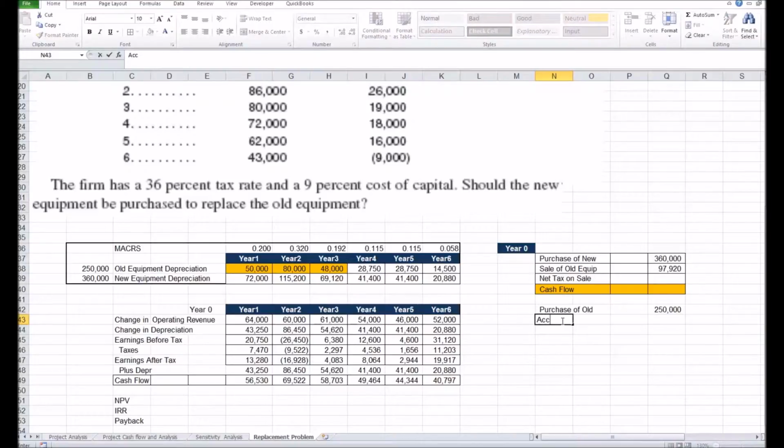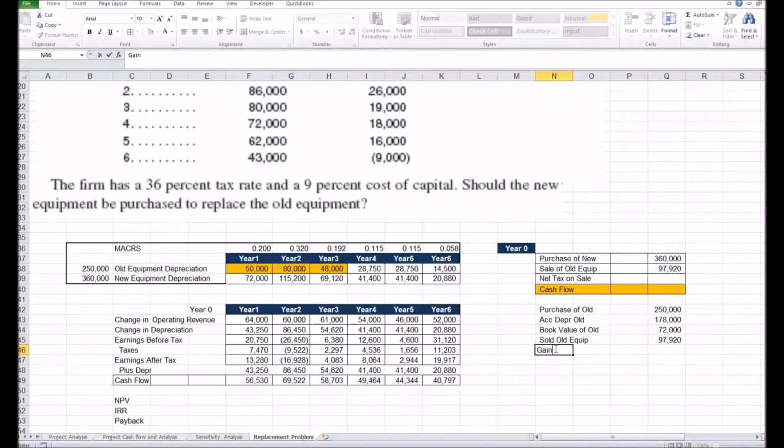We have accumulated depreciation for the old equipment. And that's equal to the sum of those 3 years of depreciation that have already occurred. This gives us the book value of the old equipment. Now we know that we sold the old equipment, and that was the 97,920.